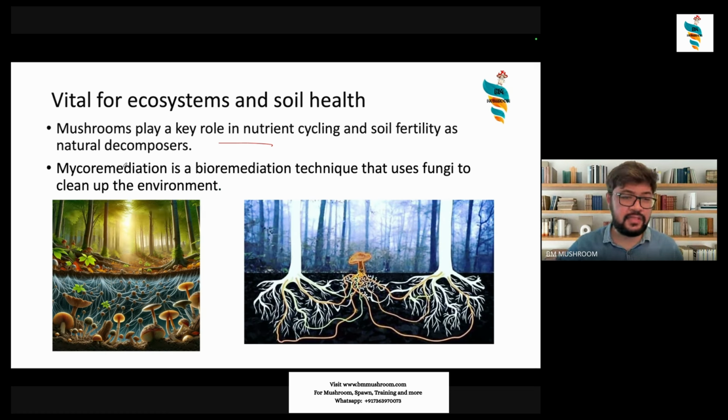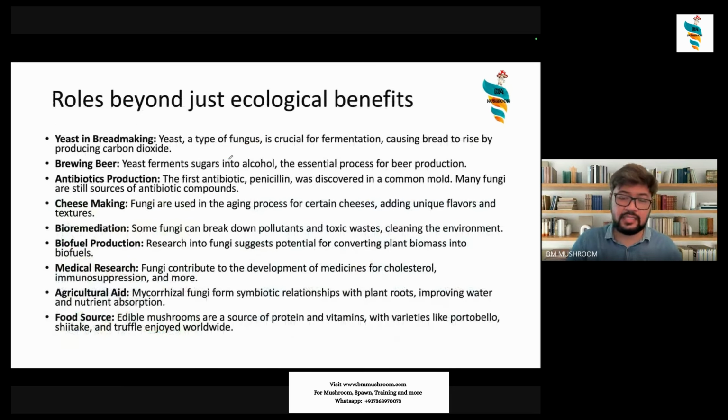So these kinds of things are known as mycoremediation. It's used for bioremediation. It means the technique which actually cleans up the environment. So it has already been in use for environment cleaning. There are roles beyond ecological benefits for mushrooms.